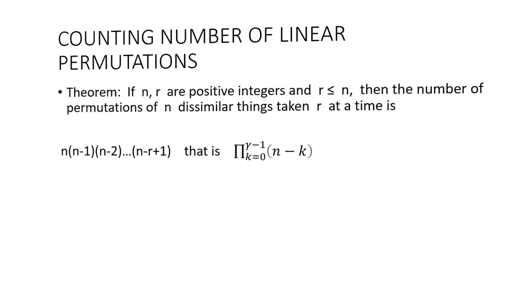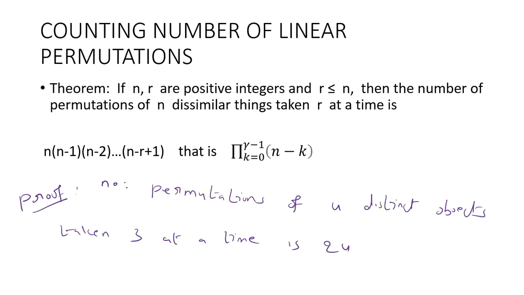So let us look into the statement of the theorem one more time. We are going to use this theorem left and right in this exercise and in the coming exercises also. The total number of permutations of n distinct objects taken r at a time is going to be n times n minus 1 times n minus 2, so on up to n minus r plus 1. In short, we can write this using this notation: the product for k equal to 0 to r minus 1 of n minus k.